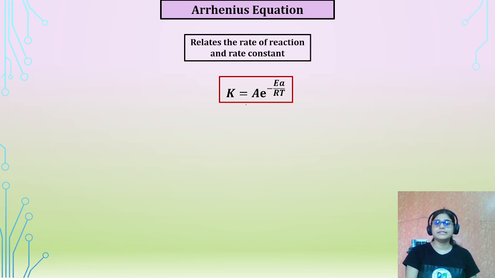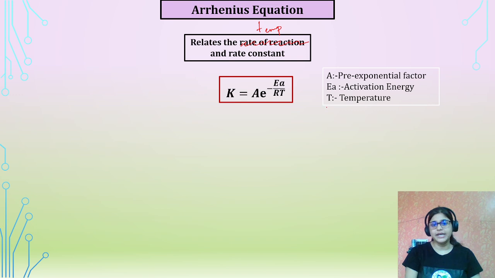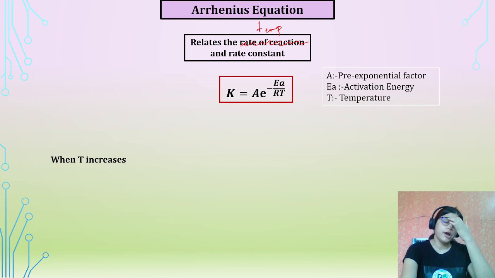So it relates the temperature and the rate of reaction. Okay. A is here the pre-exponential factor, E is the activation energy, T is the temperature. Fine. When T increases, what I have said before is that increasing temperature leads to the increase of reaction rate. So when T increases, what is happening? Just see. Okay.